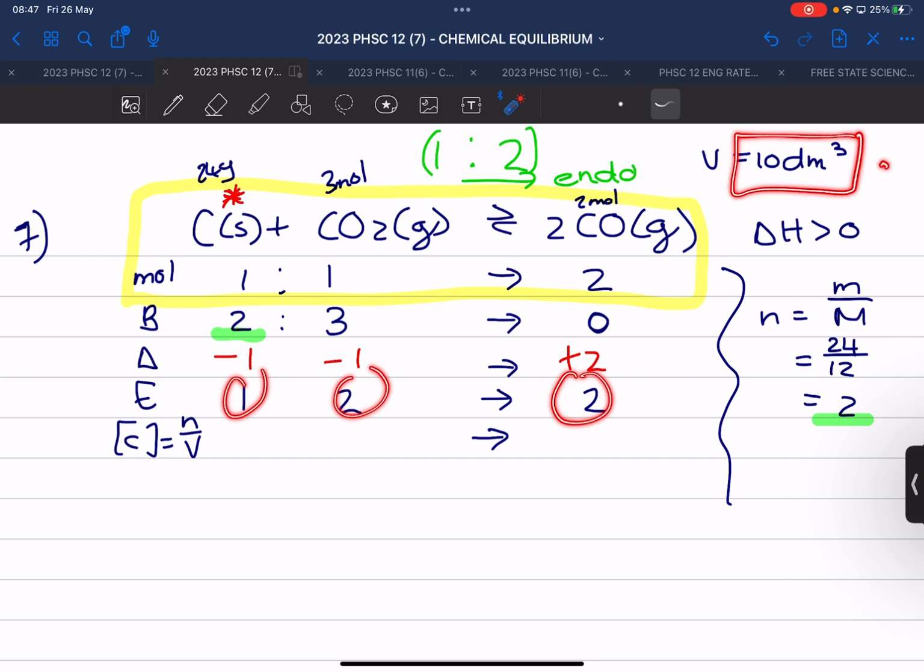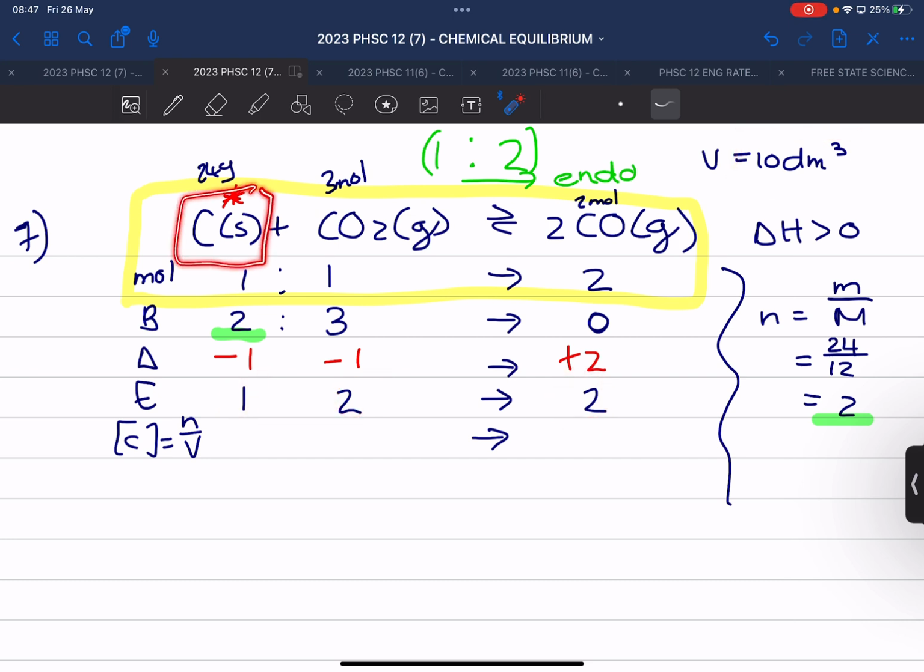Do I have to calculate the concentration of carbon? No. Why not? It's a solid, and a solid's concentration can't change. So you never calculate that one, okay, if it's a solid. Right, the other ones we're going to say 2 divided by 10. So there, you get 0.2 and 0.2.